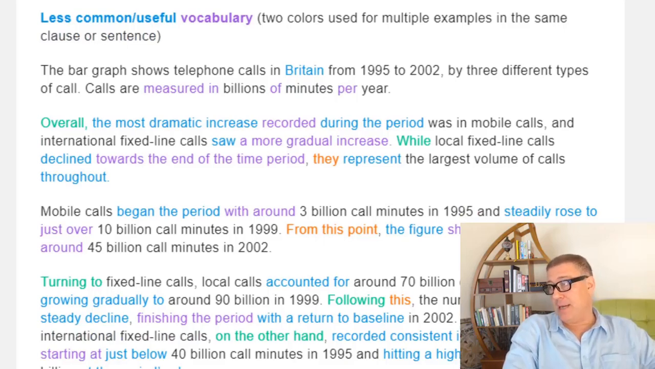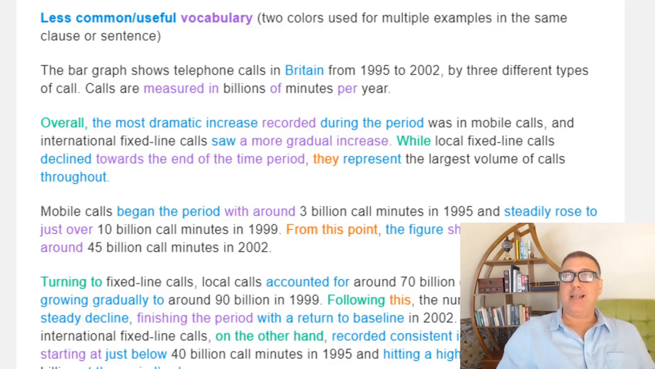So let's just look at the last sentence of the second paragraph. While local fixed line calls decline towards the end of the time period, they represent the largest volume of calls throughout. So they just means what? Local fixed line calls. Again, it would be redundant if I said, while local fixed line calls decline towards the end of the time period, local fixed line calls represent the largest volume of calls throughout. That tends to be what lower level students do, because they don't have this ability with referencing devices, which are often pronouns referring to a noun.